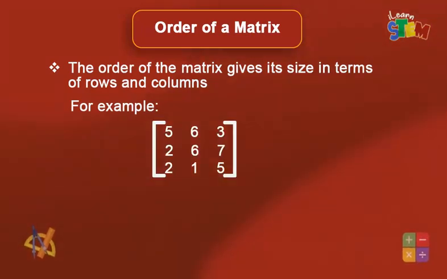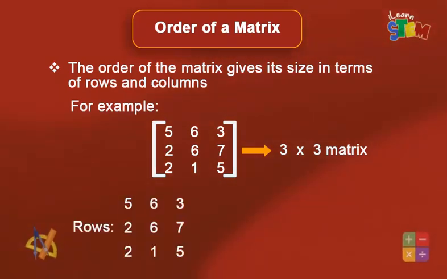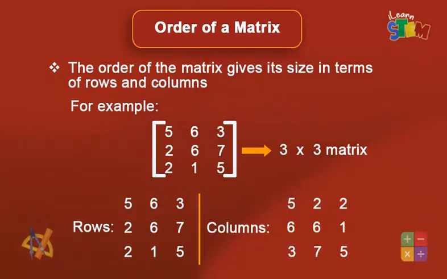Also, in the matrix 5, 6, 3, 2, 6, 7, 2, 1, 5, we can say that this is a 3 by 3 matrix, of order 3 rows and 3 columns, where the rows are 5, 6, 3, 2, 6, 7, and 2, 1, 5. And the columns are 5, 2, 2, 6, 6, 1, and 3, 7, 5. That's very good. Now, we will look at some of the types of matrix.